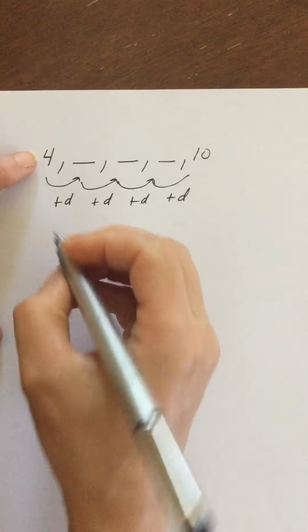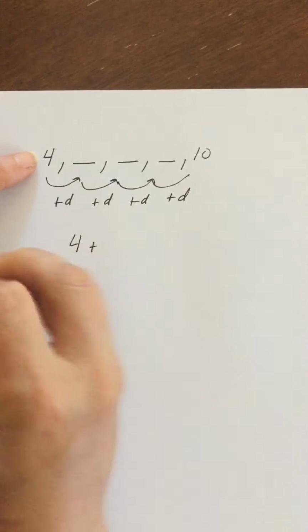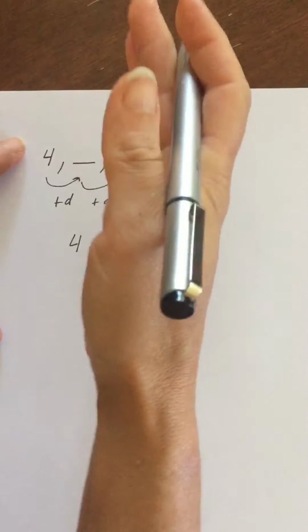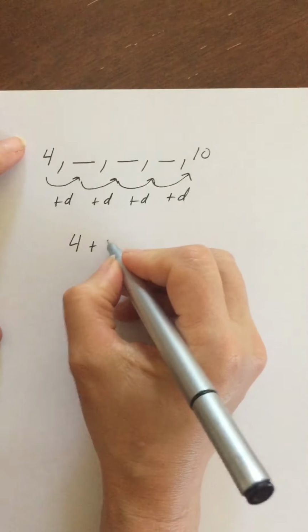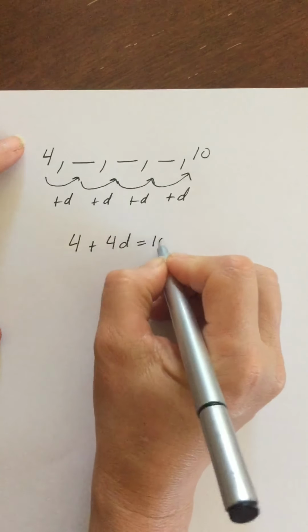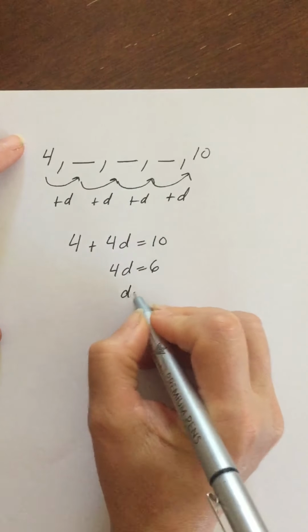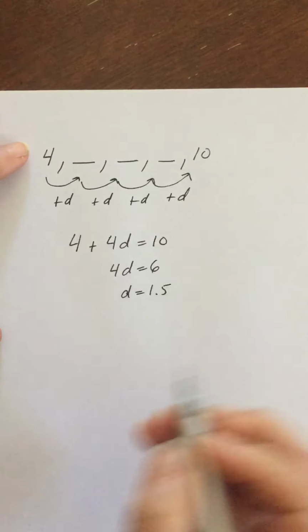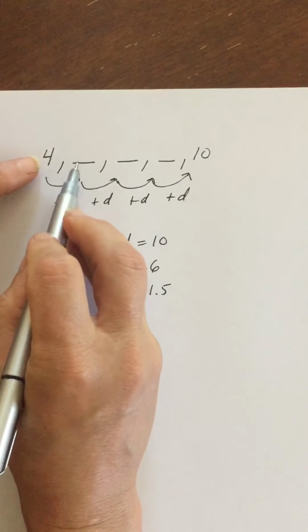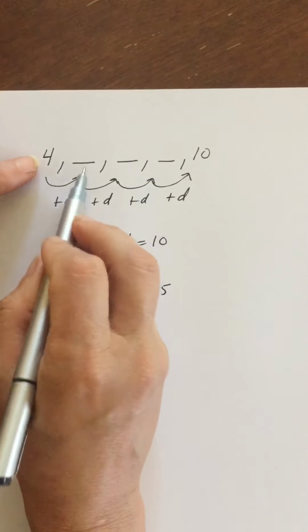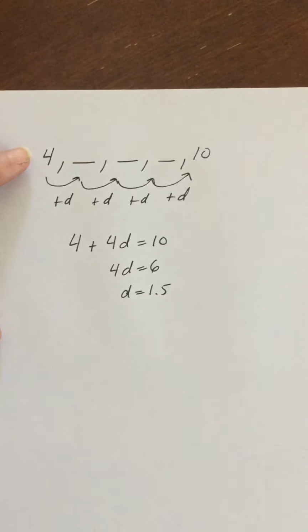Okay, so what I could do is start with 4, and then I'm adding 4 common differences to get from term to term to term. So 4 plus 4D would be 10, so 4D would be 6, and then of course D would be 1.5. So I could add 4 plus 1.5 to get the next term. What's that going to be? 5.5. You get the idea, and then I could actually fill in the terms once I have that common difference.